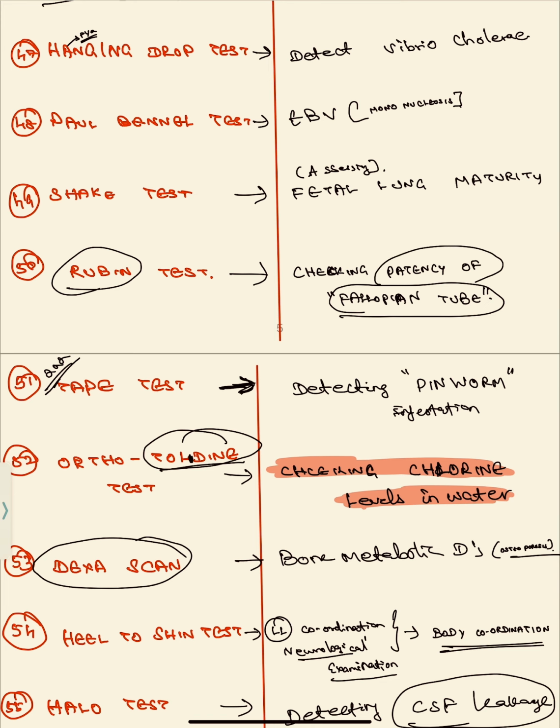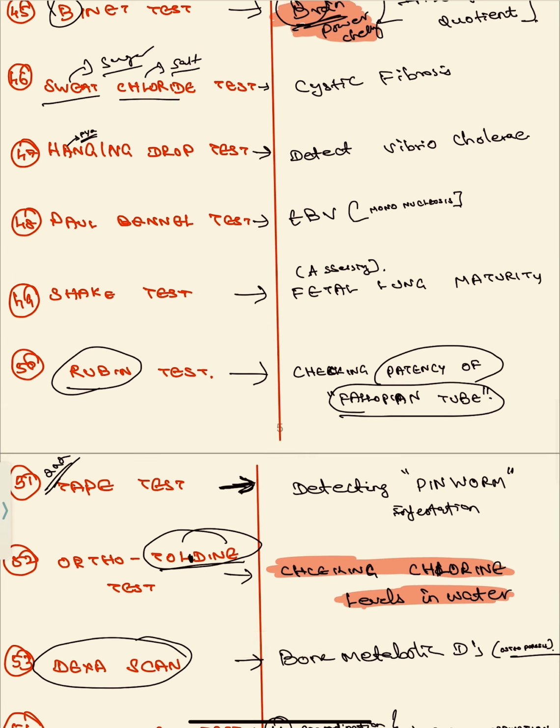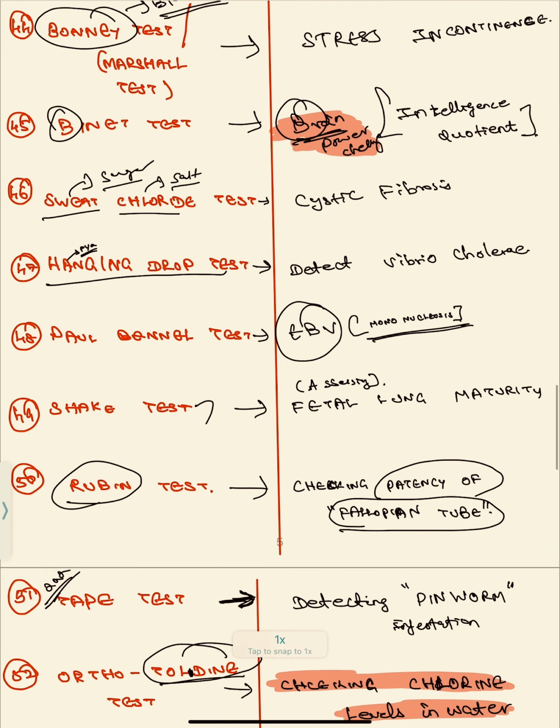It's for patency. Shake test, assessing the fetal lung maturity. Paul-Bunnell test, Epstein-Barr virus. Epstein-Barr virus is mononucleosis. Anglin drop test detects the Vibrio cholerae. Anglin drop test is for detecting the Vibrio cholerae. Sweat chloride test. Sugar salt cystic fibrosis. Understand, bacho? Sugar salt cystic fibrosis.